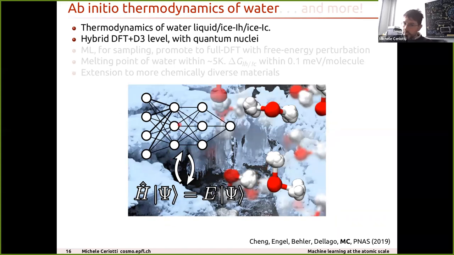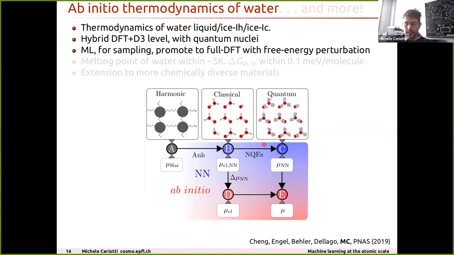An example I really like to show is this paper of ours from 2019, in which we computed the finite temperature thermodynamics of water and the ambient pressure ice phases of water, the hexagonal and cubic forms of ice. And the way we managed to compute the full ab initio thermodynamic properties of these different phases of water was essentially by first sampling the thermodynamics of the different phases using a machine learning potential.